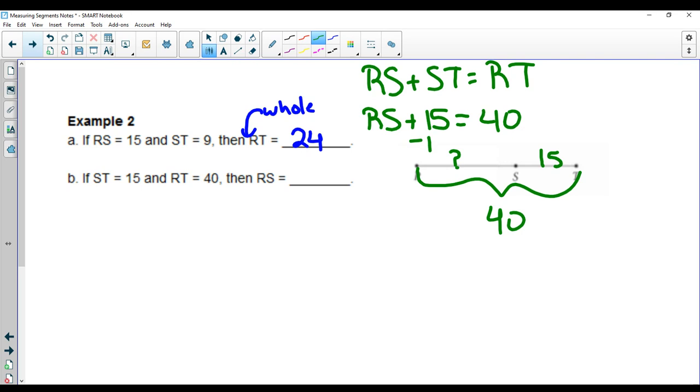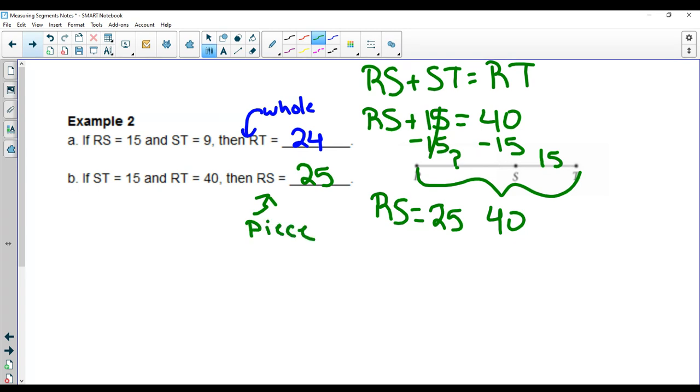You can do it kind of like a little equation, subtract. If I can do math right, that's 25. Okay? So now, remember, this one asked for the whole, whereas this one asked for a piece. The problem changes every time. You have to just be careful and read what they want you to do.